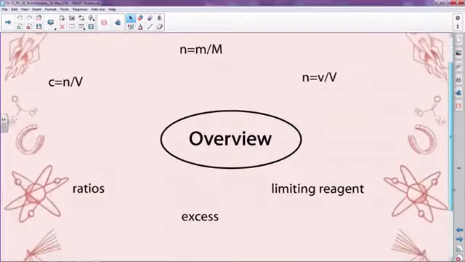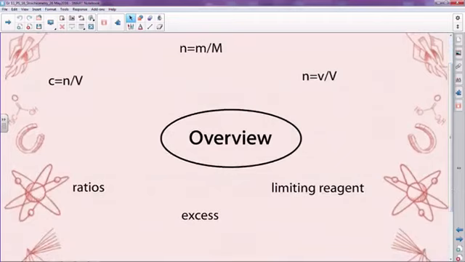First thing, let's just have a quick overview, a little bit of a recap so you can make sure you know where I'm going with this. So what do we have in mole calculations? What are our main calculations? We'll start here, the middle, at the top, with n equals m divided by capital M.